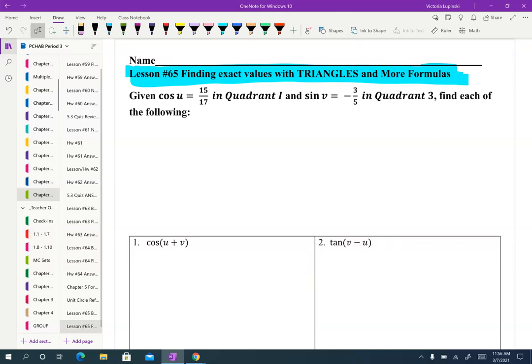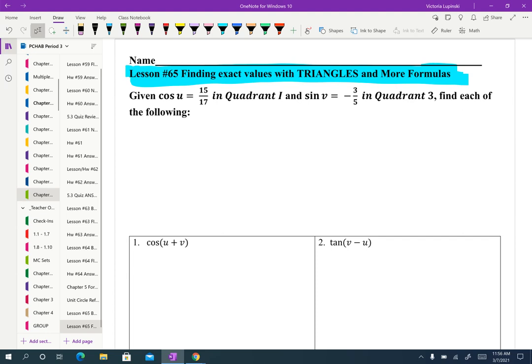All right, welcome everybody. Today we're going to talk about lesson number 65. This is about finding exact values with triangles and then more formulas. So when I say more formulas, it's the last 8 formulas from the formula sheet that we haven't yet used. So I'm going to show you that you can use them to find the same kinds of problems and things that we've been doing so far.